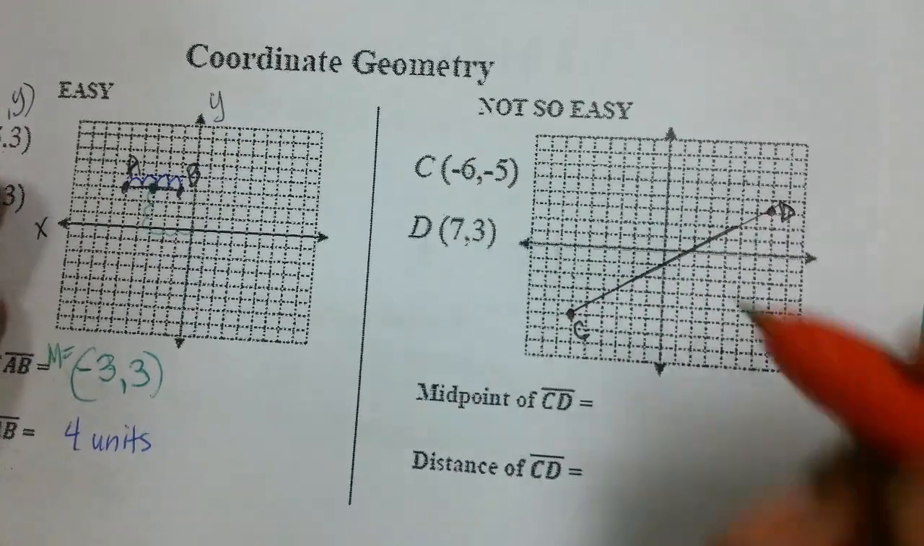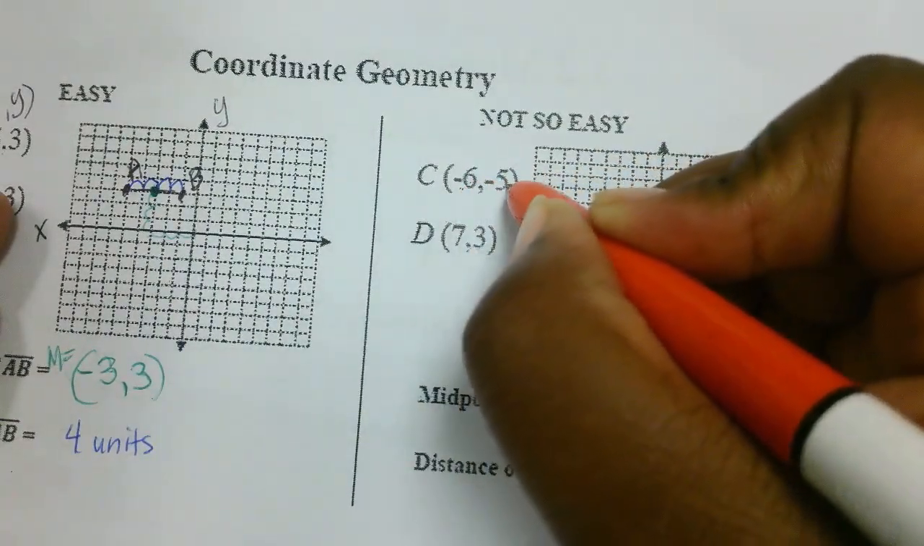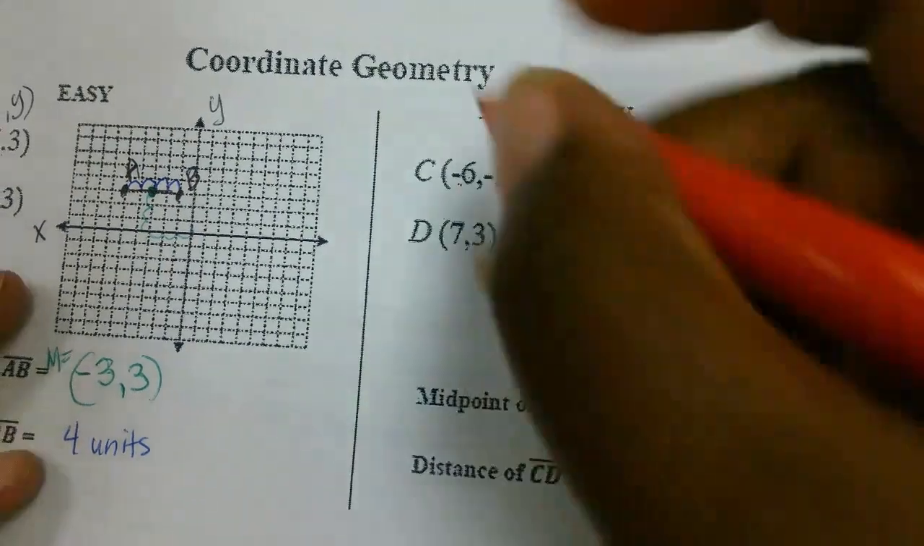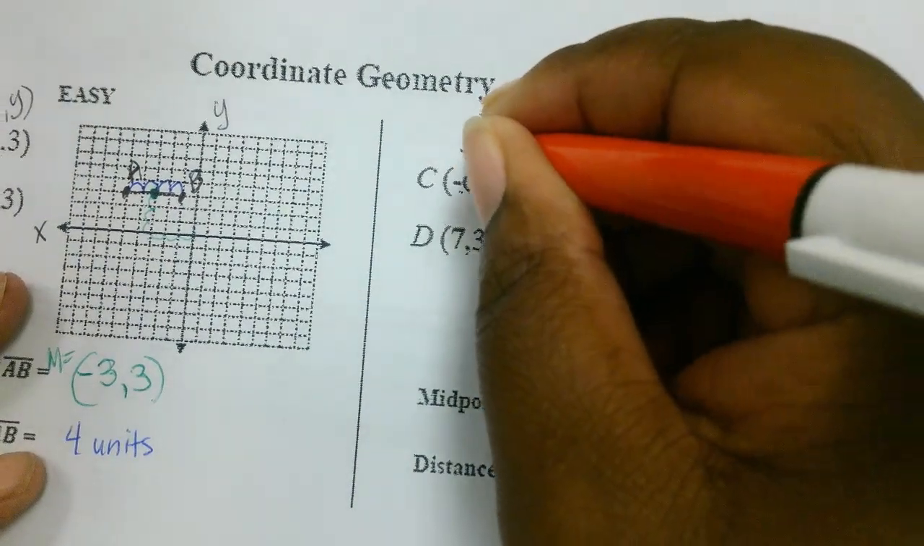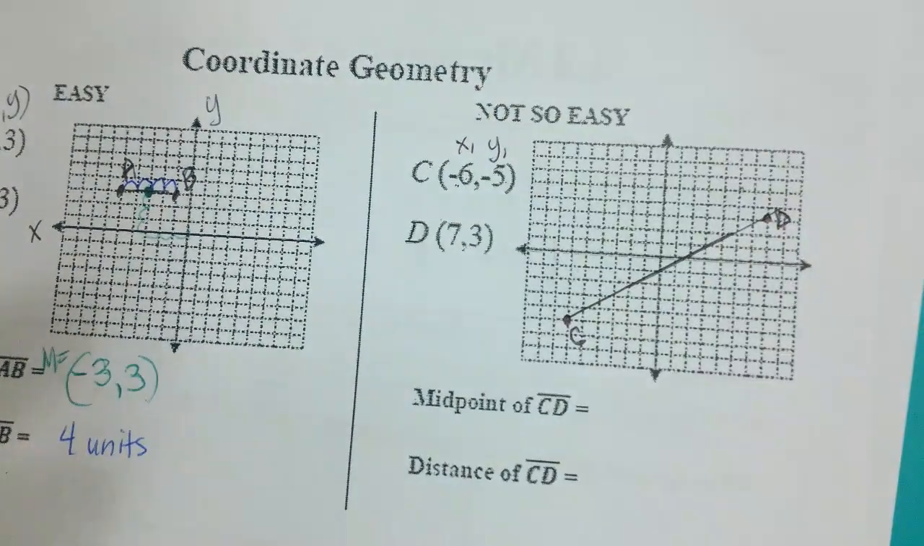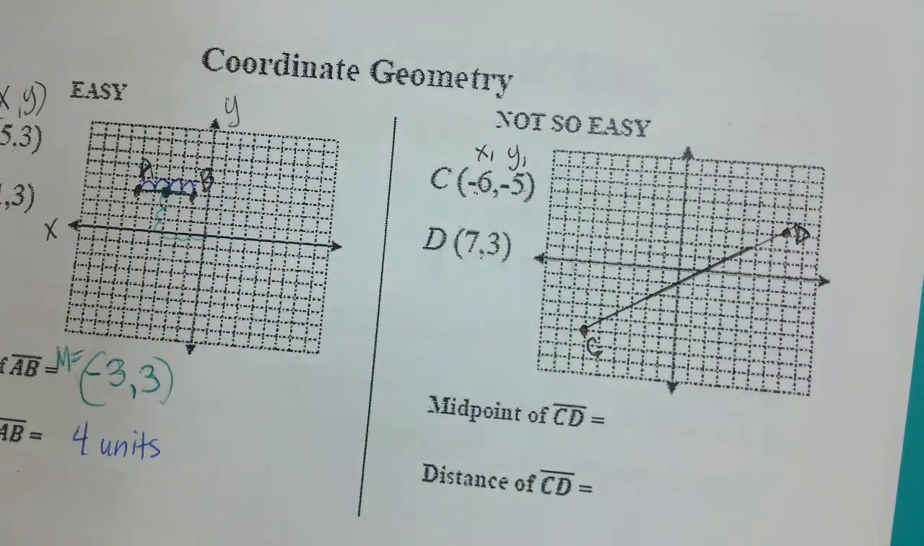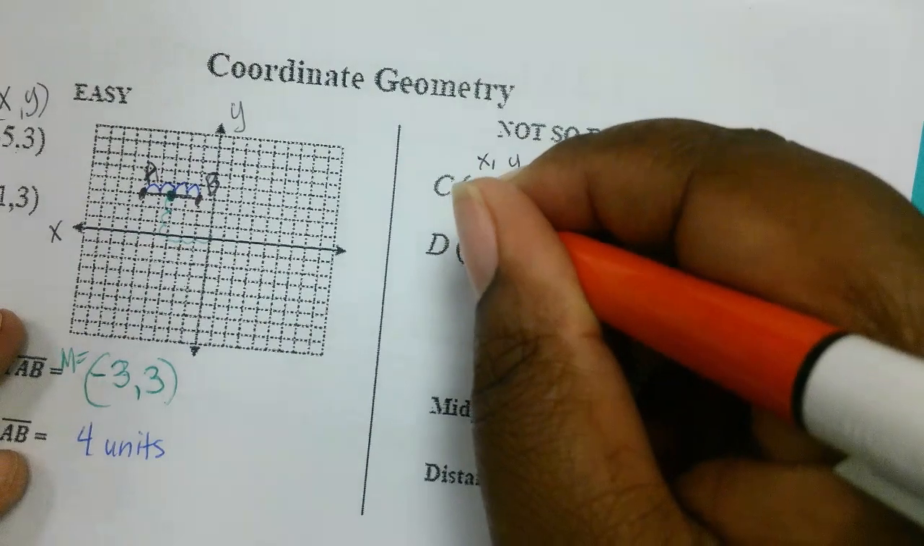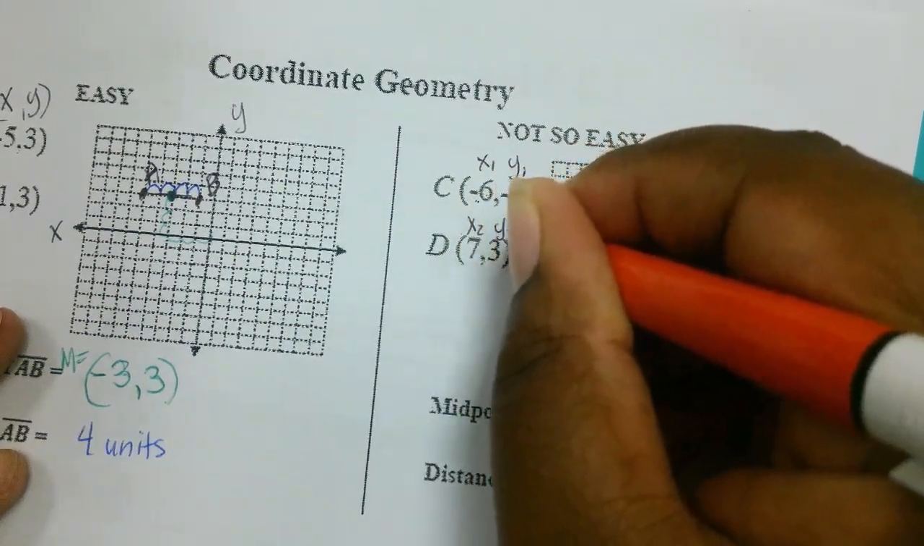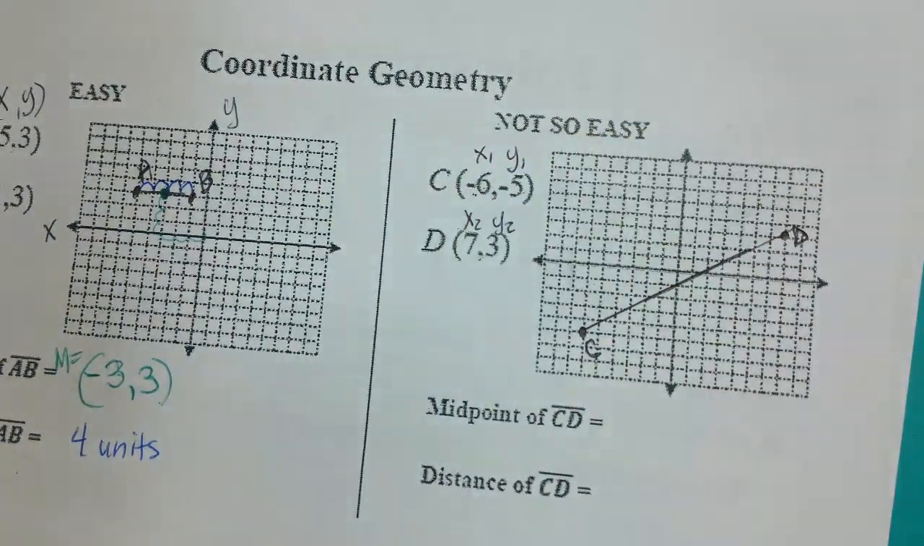So again, if we look at our coordinates, it doesn't matter. I'm just going to say the first one we name is going to be x1, y1. So the first point you name can be x1 and y1. The second one you name would be x2, y2. And then you just plug it into the formula.